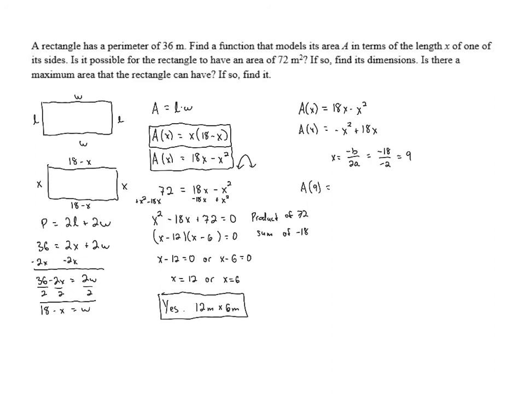So this is 18 times 9 minus 9 squared. We could use either of these to evaluate the function. We could even use this formula. All of these equations are equivalent to each other. Anyways, 18 times 9 is 162, and 9 squared is 81. And 162 minus 81 is 81. So the maximum area that the rectangle can have is 81 meters squared. Yes, there is a maximum, and that is it.